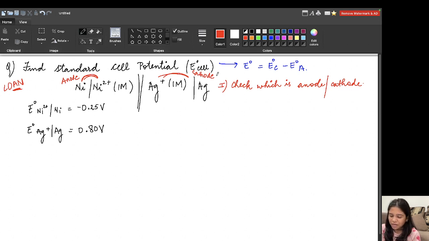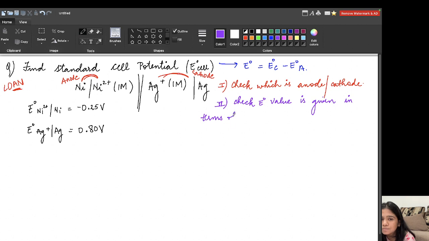So once you have checked, the second thing which you need to check is the E naught value. Check whether the E naught value is given in terms of oxidation potential or reduction potential. So E naught value, here are the E naught values given, right? We need to check whether it is given in terms of oxidation potential or reduction potential.